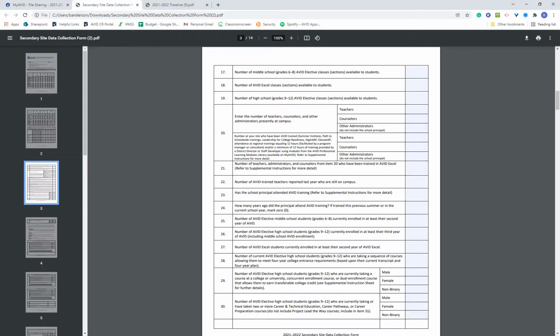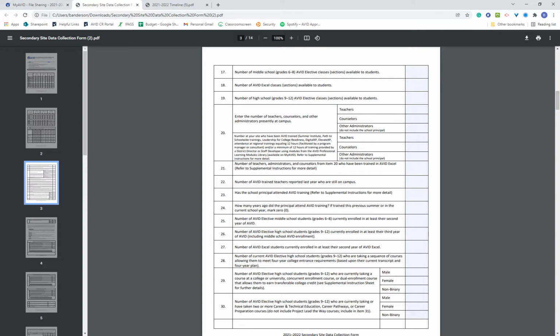I encourage you to look at the language here in section 20. It includes AVID Summer Institute, PATH, Digital XP, Excel, as well as other trainings where people have gotten at least 12 hours of district director-led or staff developer-led training via the AVID professional learning modules, or APLMs. So people can be trained in a lot of different ways, and we want to be able to capture that.